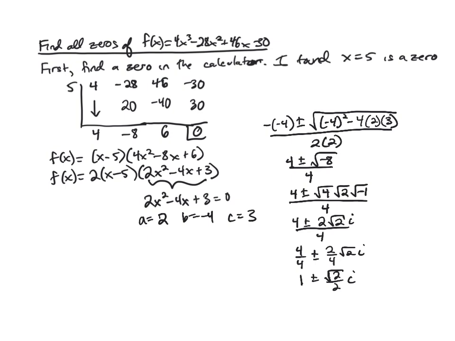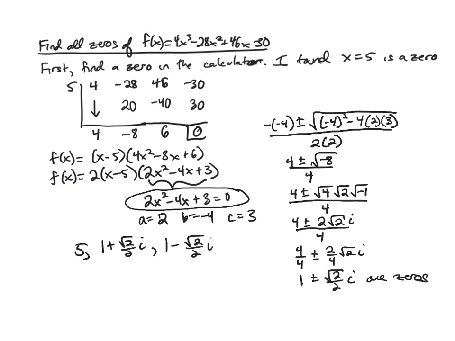Either way is fine. And because what this accomplished was solving this equation, which is the quadratic equaling 0, these are zeros for my original polynomial f of x. So the zeros of f of x are 5, 1 plus square root of 2 over 2 i, and 1 minus square root of 2 over 2 i. If a problem were a little bit different, this is the final answer to this question.